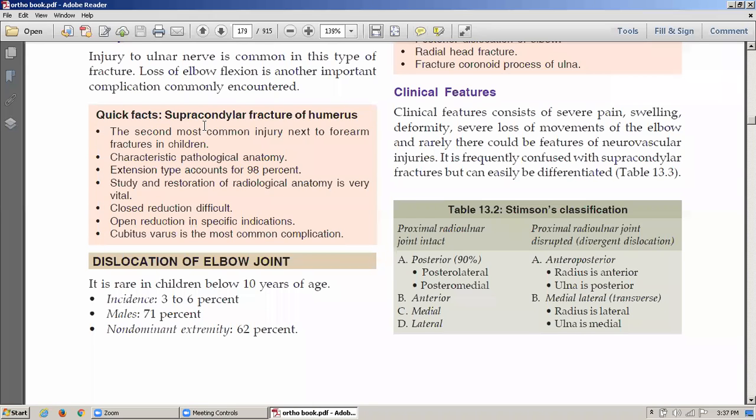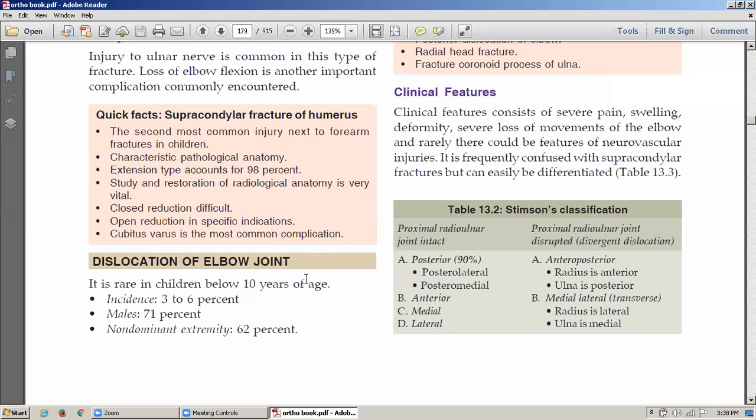Then the quick facts are: supracondylar fracture of the humerus is the second most common injury next to forearm fractures in children. It has a characteristic pathological anatomy, and extension type accounts for 98%. Study and restoration of radiological anatomy is very vital. Closed reduction is difficult, open reduction is for specific indications, and cubitus varus is the most common complication.